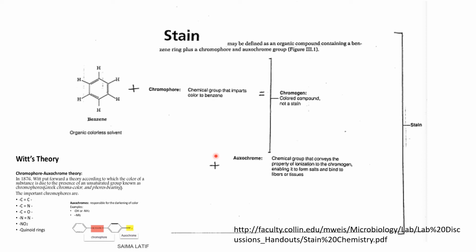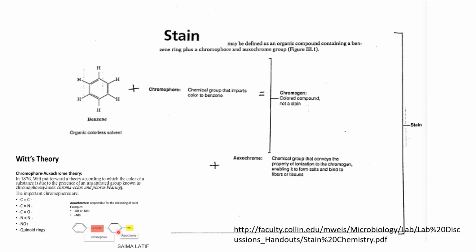Okay. So there are some important chromophores. So if you see C double bond C, C double bond O, C double bond N, N double bond N, NO2 and quinoid ring, those are examples of chromophores.